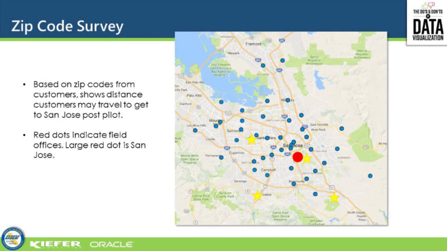We also did one more thing. We did a zip code survey. We want to see, okay, where are these people coming from? So very quickly, that red dot is the field office. The stars are other field offices in that area. The blue dots are the locations gathered off of applications of where people are coming from to get there. And what you can see is people are literally driving farther than their nearest office to come to this office.